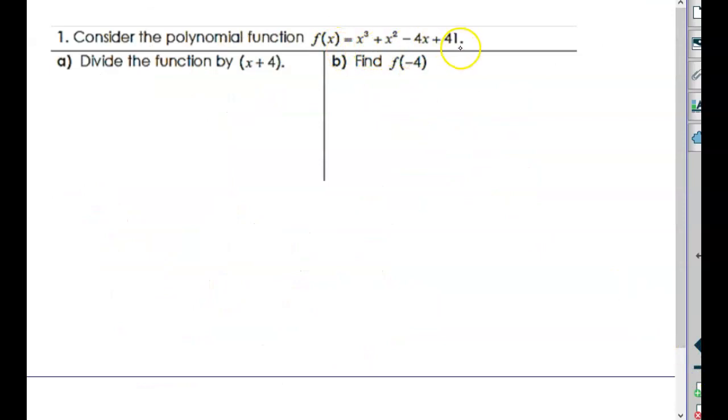Consider this polynomial. We're going to divide this by x plus 4. So we're going to put a -4 here. What goes across the top? Anybody quickly?